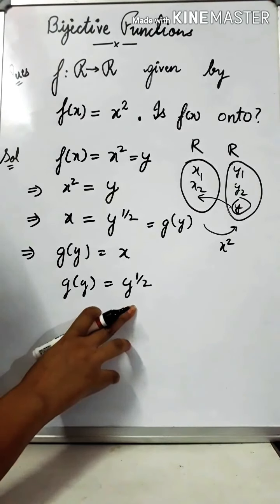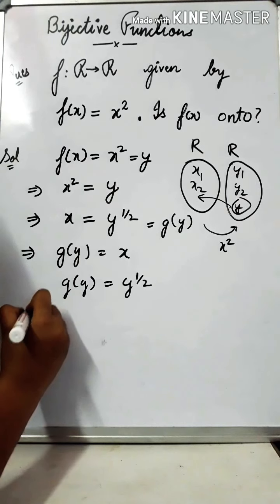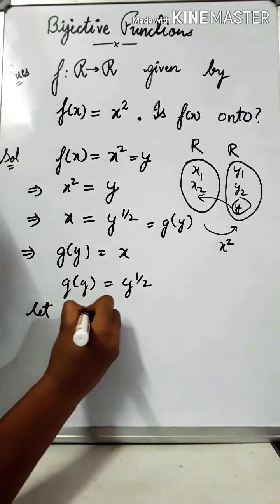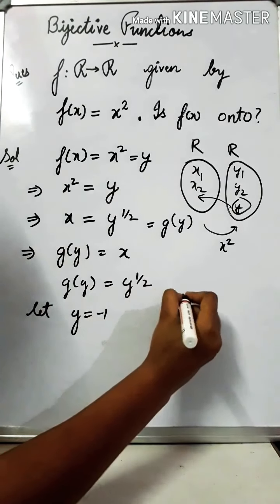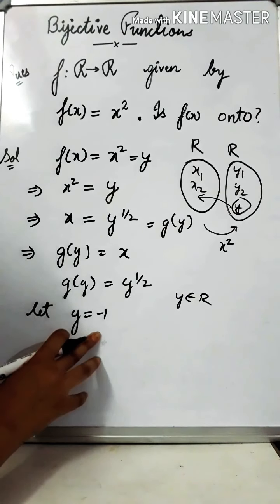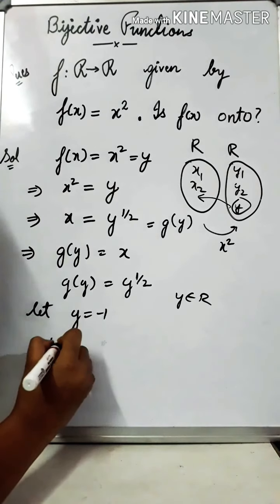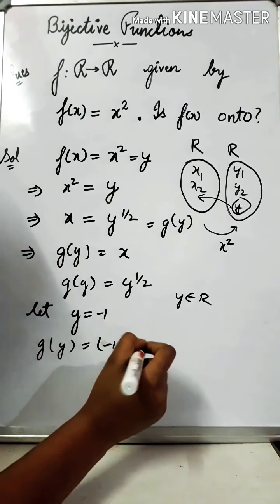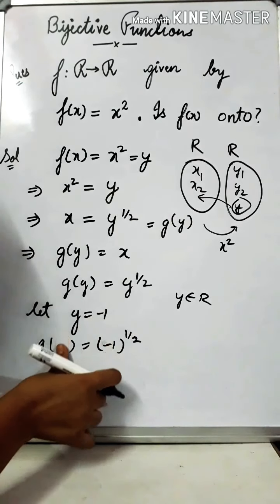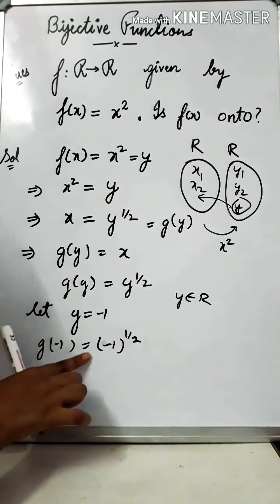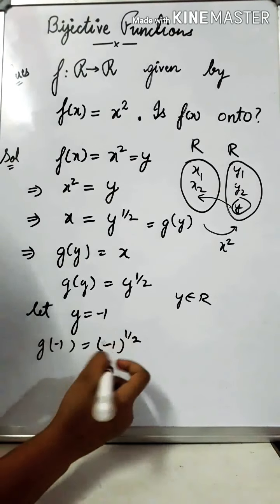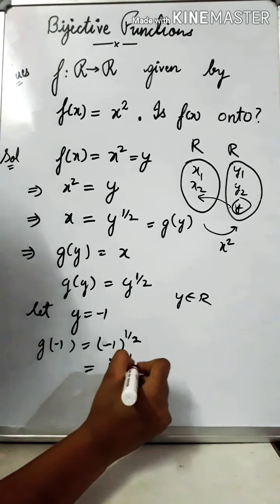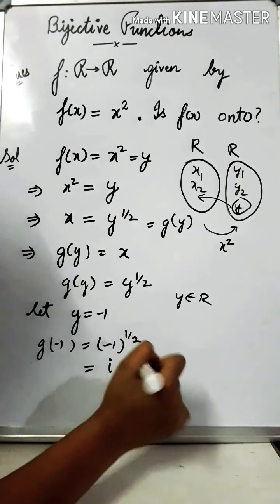Let y is equal to -1. We will take y as -1 because y has to belong to the real numbers and -1 is a real number. So what is your function g of y going to become? Suppose we take g of -1. Your function is going to become (-1) to the power 1 by 2, which is what? Which is iota, right? And iota is a complex number. It does not belong to your codomain, the real numbers, right?